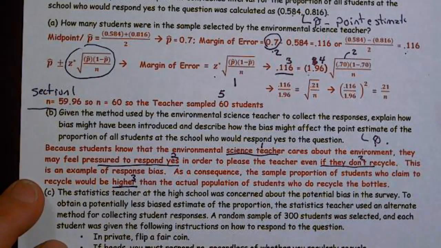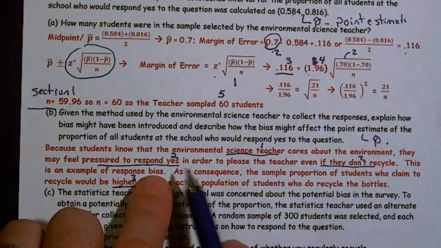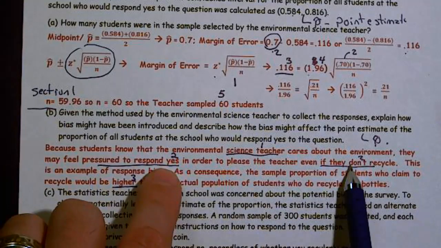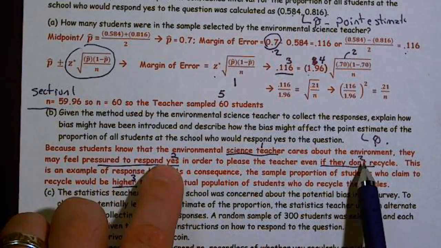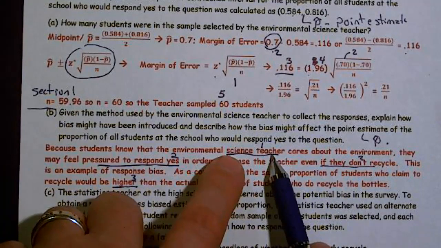So how in the world do those points work? Give a reason as to why. First off, we're starting with part 2 because it makes it easier. They're saying something opposite from the truth. All right, they said yes when in fact they don't. Why might they do that? Because their science teacher cares. In other words, they feel pressured.